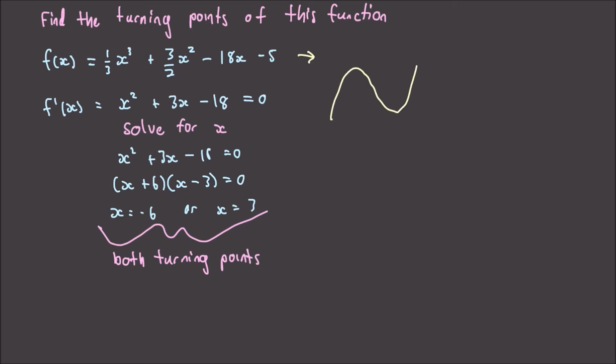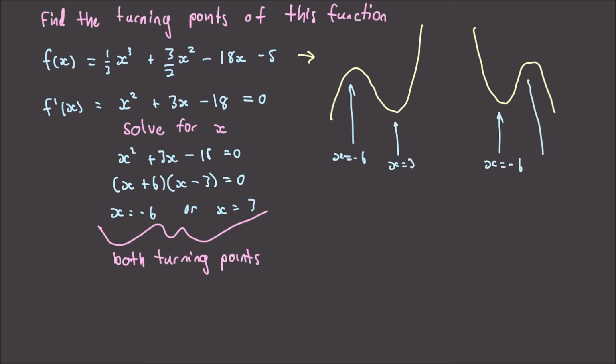So we've got this. We just have to decide which one comes first. Is it a maximum first? And a minimum at x equals 3? Or is it the other way around? Is it a minimum first? So we can do this.